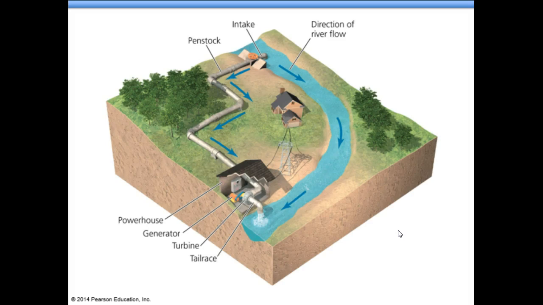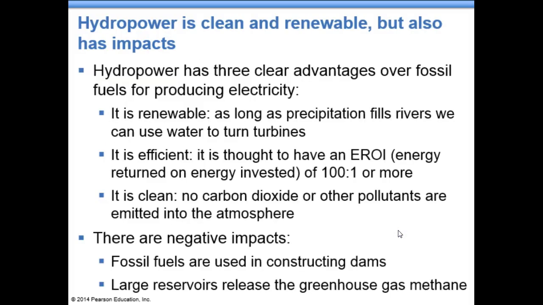Here's an example of the run of the river that we were talking about before. So hydropower is clean and renewable, as you can imagine, but it also has some impacts that we don't always think about. There are three clear advantages over fossil fuels for this. One, it's renewable. As long as precipitation falls from the sky and the rivers have water and reservoirs, there's going to be water to turn the turbines.